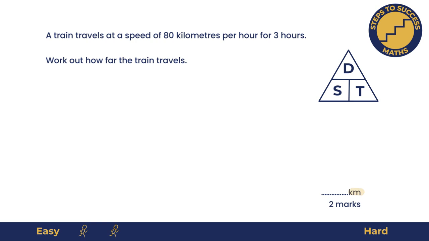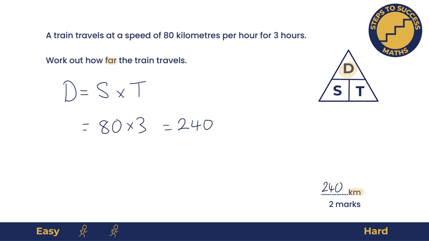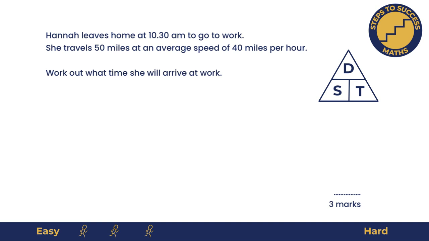This time we want to work out how far, so the distance. Use your triangle. Distance is speed times time. The speed is 80, the time is 3. 80 times 3 is 240. 240 kilometres.